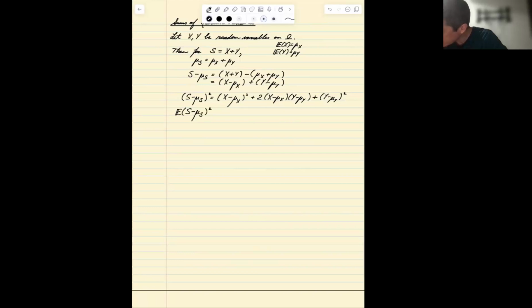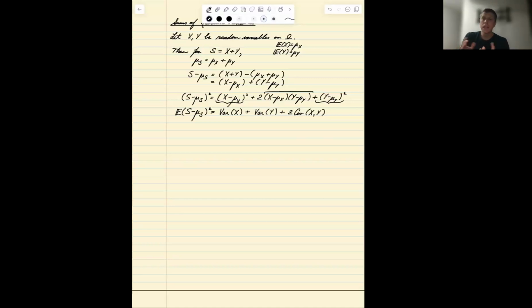So the variance of S, the variance of the sum in this case, is the sum of the expectations of these three terms. These are both variances, so we get variance of X plus variance of Y. I'm rearranging the order a little bit here. And then the expectation of this term is what we define as the covariance, plus 2 times the covariance of X and Y.